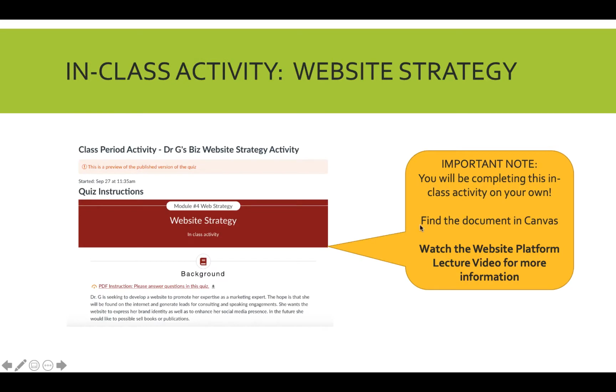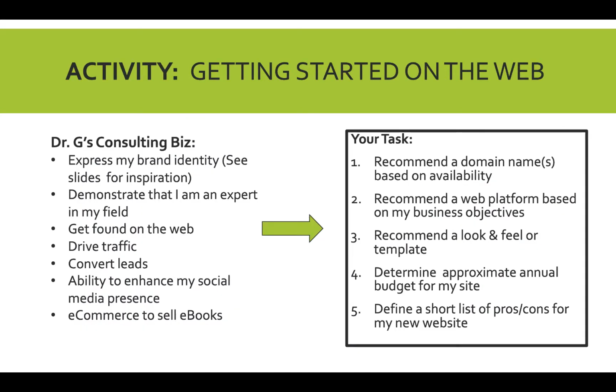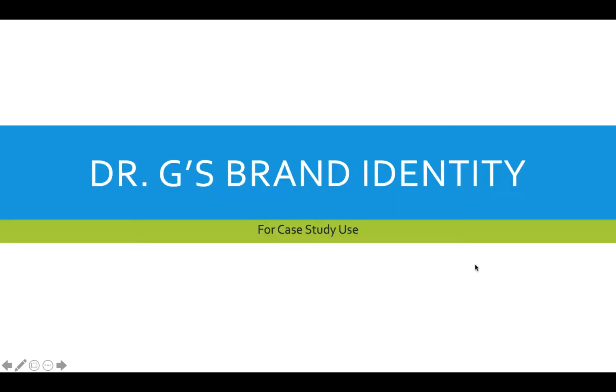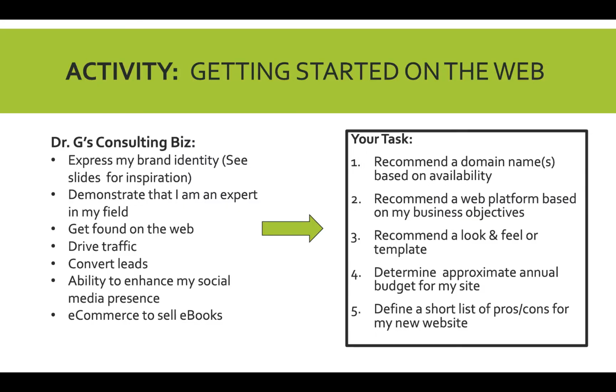So what you're going to do, go into Canvas, open this up, read the background. I also have a copy of my brand identity that we use as an example in class, and take a look at that. So this activity is going to be set up. There's a PDF all written out with all the details if you'd like to print it out and look at it, but this is going to be turned in through Canvas. It is a questionnaire. So I'm going to walk through these questions right here, your task, and you're going to complete that.